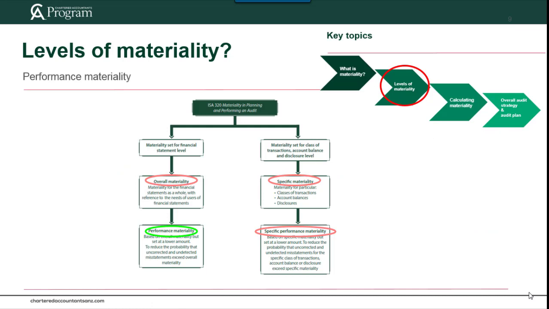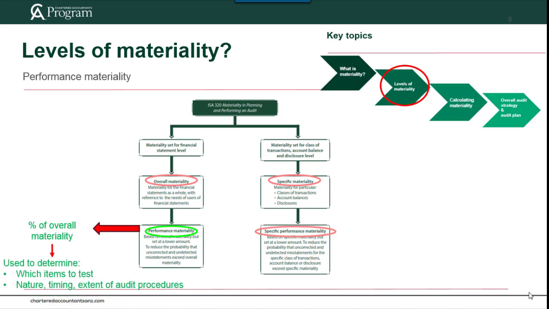Performance materiality is based on overall materiality, but set at a lower amount. The auditor uses performance materiality to determine which items in the financial statements to select for testing, and the nature, timing, and extent of audit procedures. Using this lower level of materiality instead of overall materiality reduces the probability that the total amount of uncorrected and undetected misstatements exceeds overall materiality, which would then result in the financial statements being materially misstated.